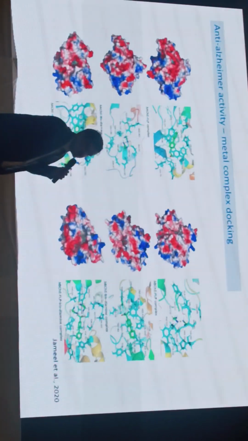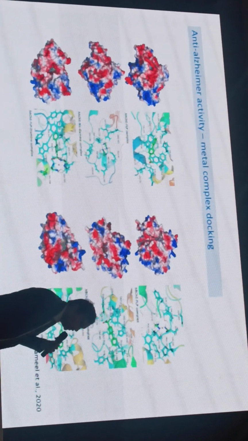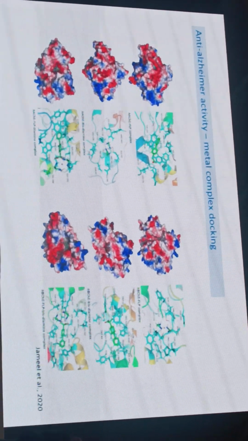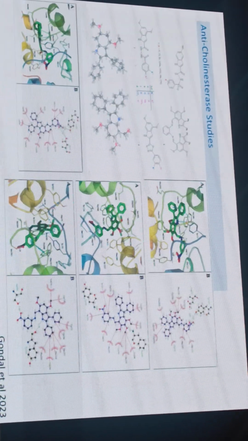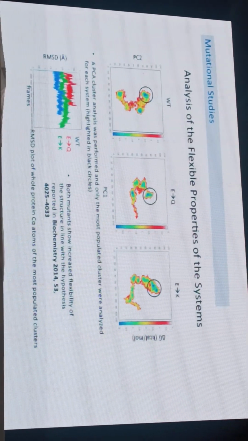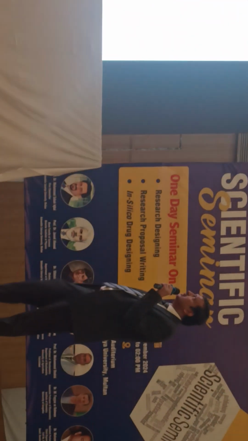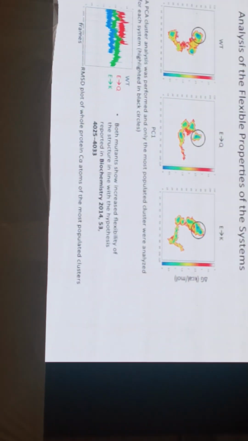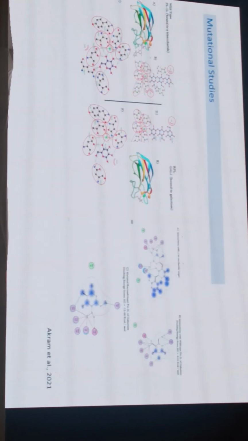Then anti-Alzheimer studies, you use the different enzymes. Most important one is the acetylcholinesterase enzyme. You can use acetylcholinesterase enzyme as a target. So these are the few studies with the anticholinesterase which we have done in the last few years. So if you are especially working on certain mutations, you can also do the mutational studies by using these computational tools. And then, so this is another mutational study.